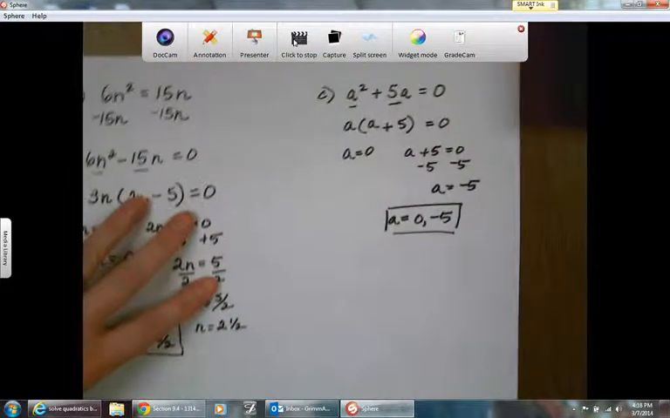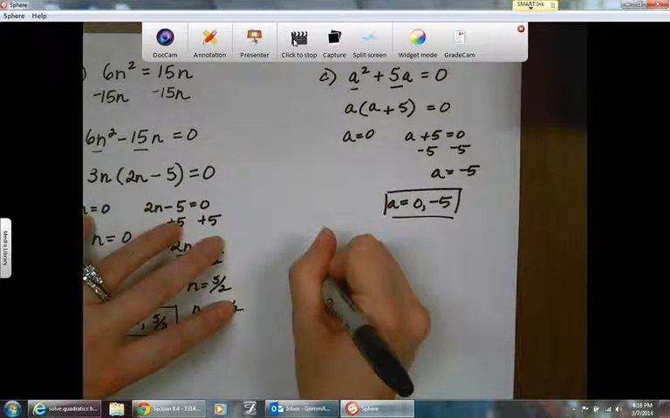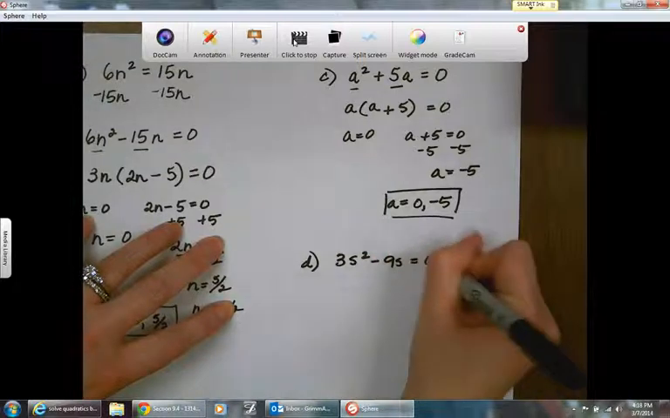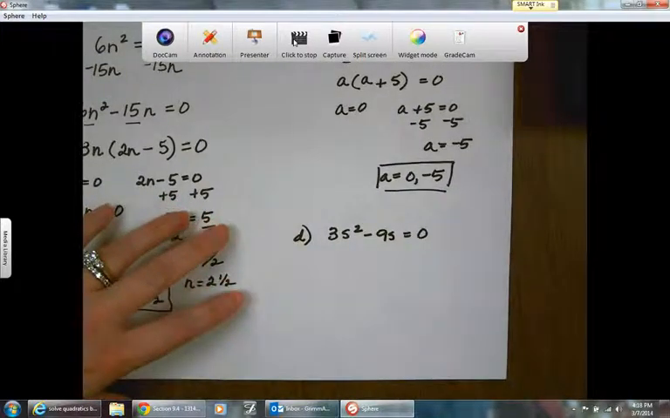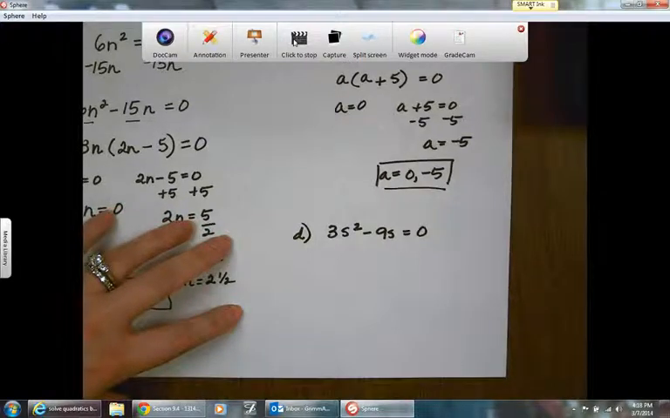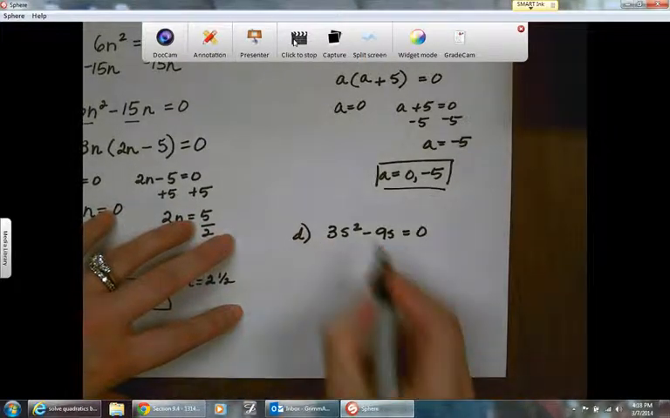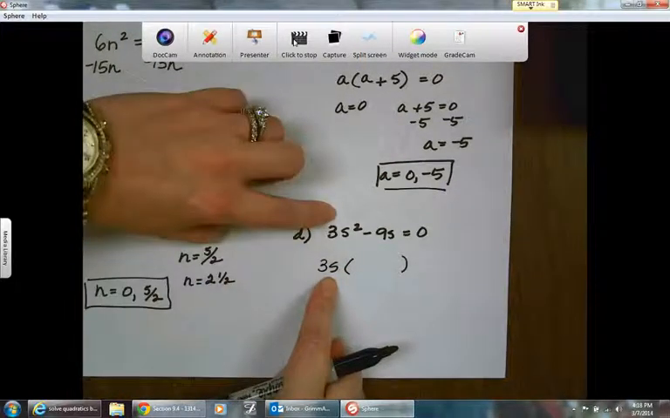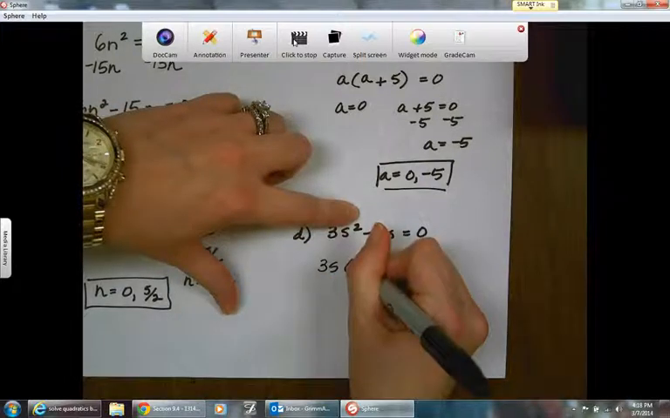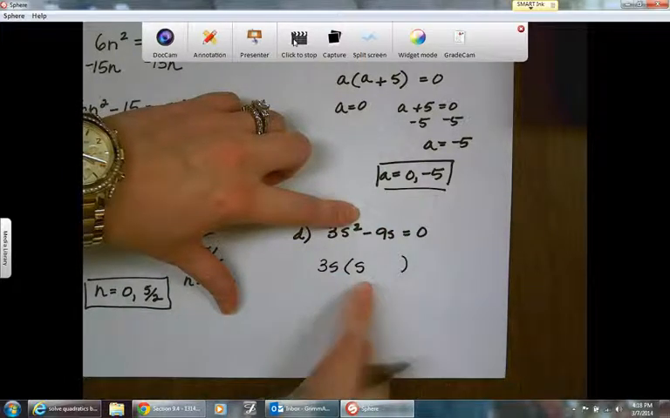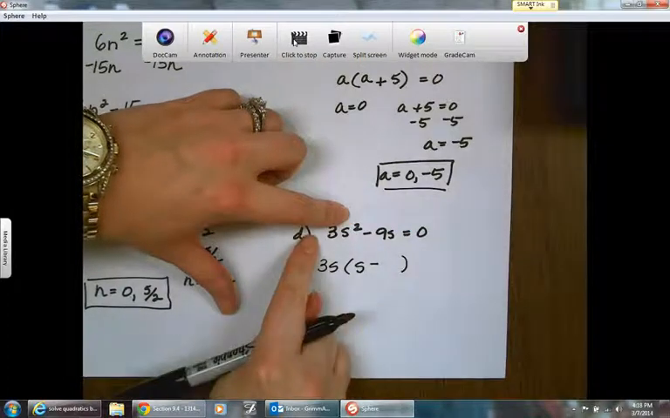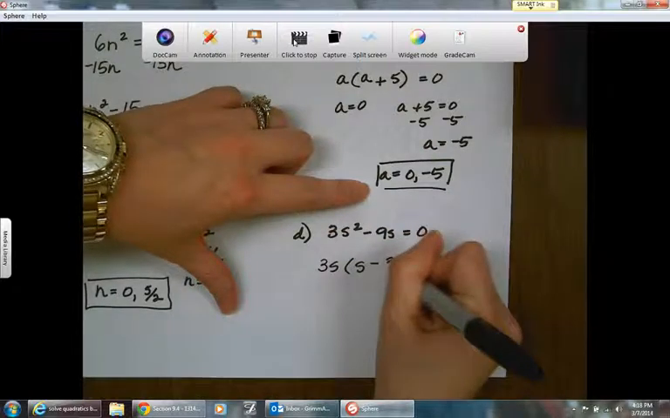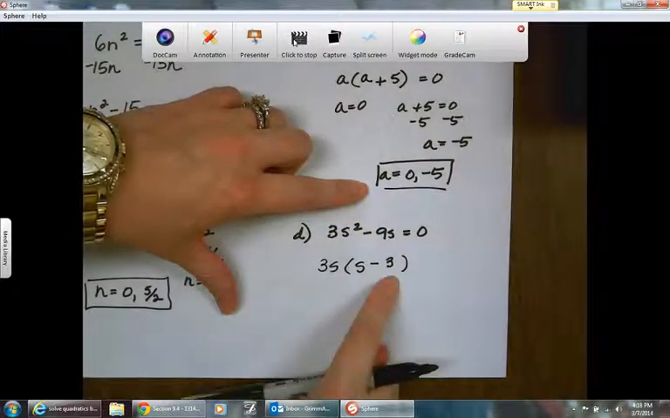All right, I think I have room to go ahead and do letter D. Letter D is 3s squared minus 9s equals, again, it equals 0. First step, make sure it equals 0. Now I'm going to factor out the largest or greatest common factor between these two. So this time I'm going to pull out a 3s. And again, I'm going to decide 3s times what gives me 3s squared. I'll multiply that by an s, because s times s would be s squared, minus 3s times what is going to give me 9s? Well, that's going to be a 3, because 3 times 3 is 9, and then I have that equals 0.